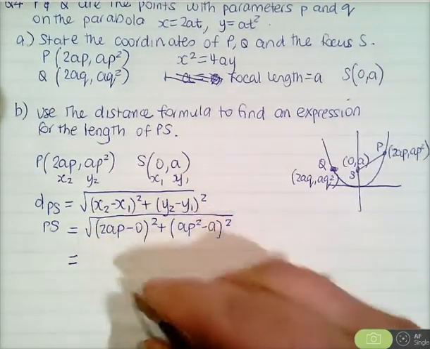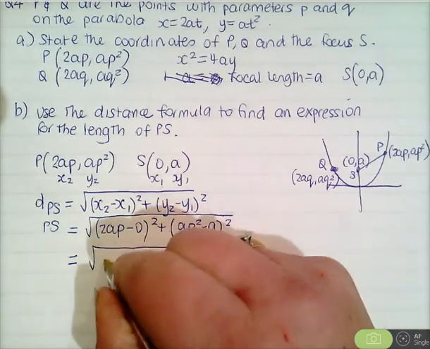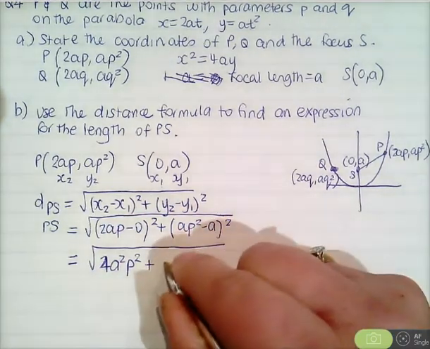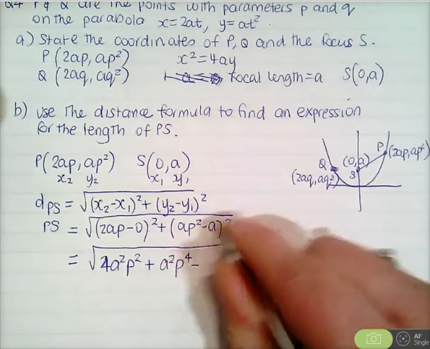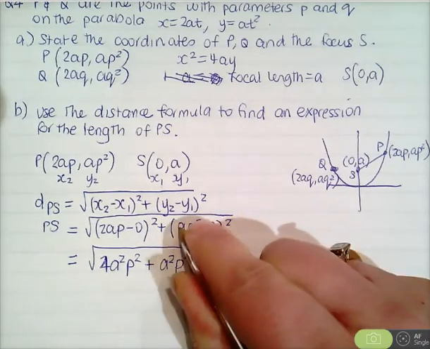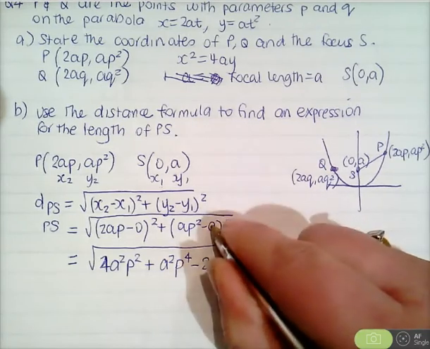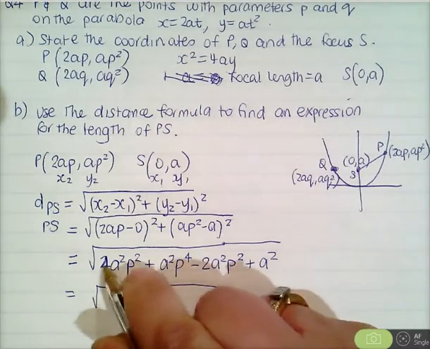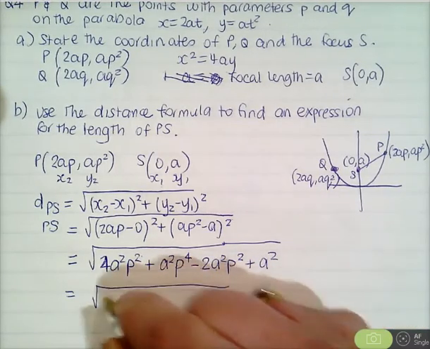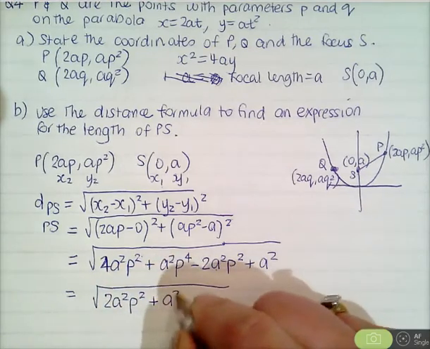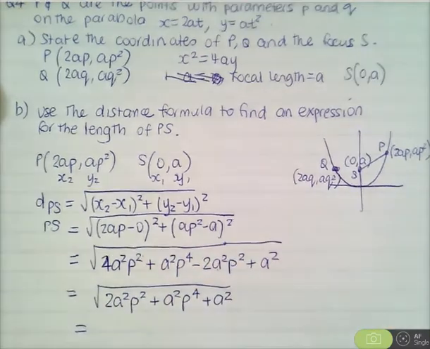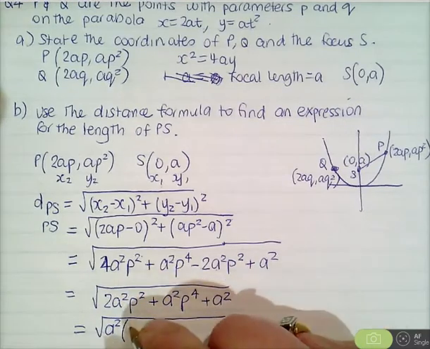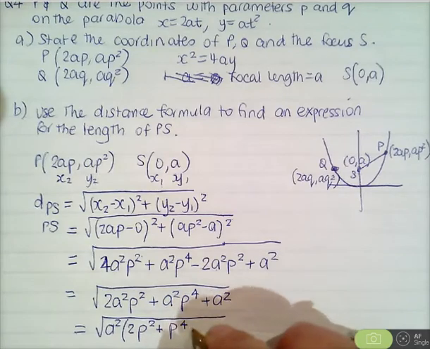And so you'll want to expand that and see if we can collect any like terms. So this would be the square root of 2AP squared, which is 4a squared p squared, plus, I'm going to expand this perfect square here, a squared p to the 4 minus 2 times a times ap squared, which is minus 2a squared p squared, plus this last term squared, which is a squared. Now we've got 4a squared p squared minus 2a squared p squared, so these are like terms, so you get 2a squared p squared plus a squared p to the 4 plus a squared. I can see that a squared is a common factor, so I'm going to pull that out from under there. So I've got a squared bracket 2p squared plus p to the 4 plus 1.